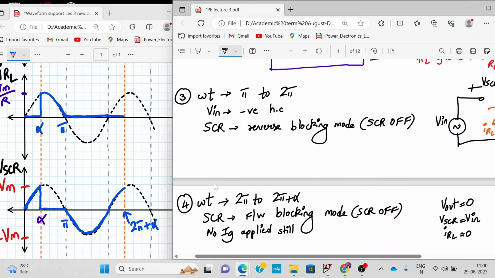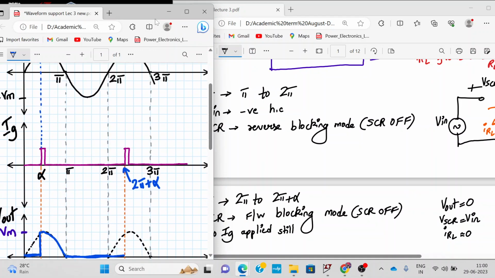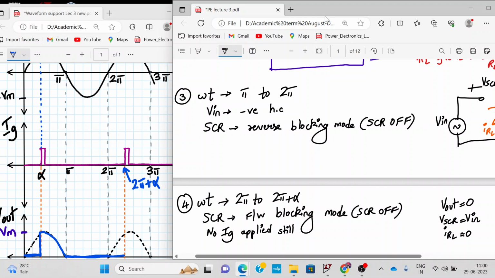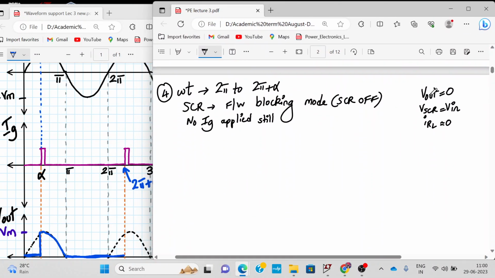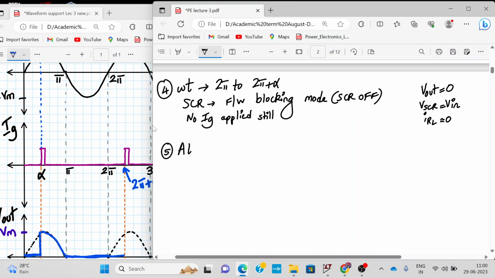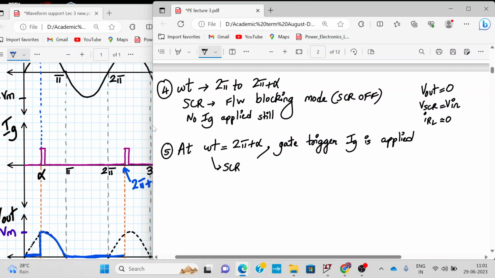So now in the next scenario, a trigger pulse has appeared. Alright, so we have applied the trigger pulse over here. So at omega t equal to 2 pi plus alpha, your gate trigger IG is applied. Alright, so what happens at omega t equal to 2 pi plus alpha? Since the SCR is in the forward blocking mode and we have applied the gate trigger, the SCR turns on. At omega t equal to 2 pi plus alpha, the SCR turns on.